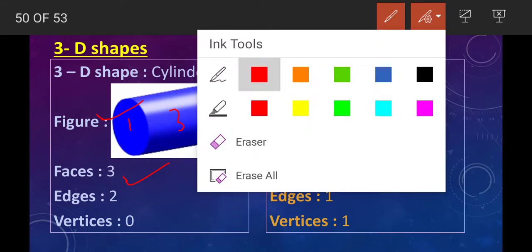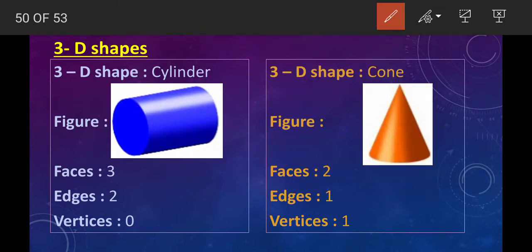Edges simply mean line segments, but in a cylinder there is a circular line, and just behind it we get one more circular line. Those two circles, which are the circumference, are the two edges of the cylinder, and there is no vertex. As it is not made up of line segments, there is no vertex in this figure.